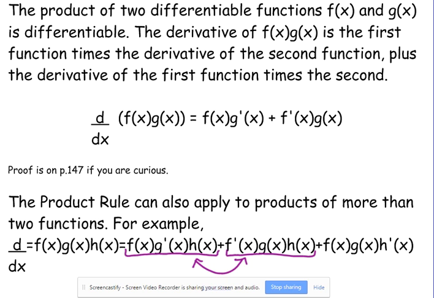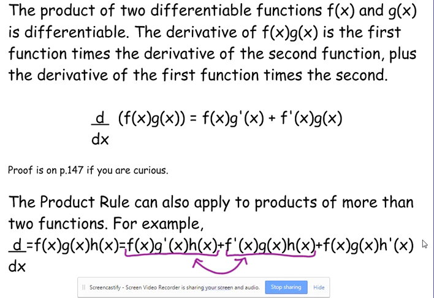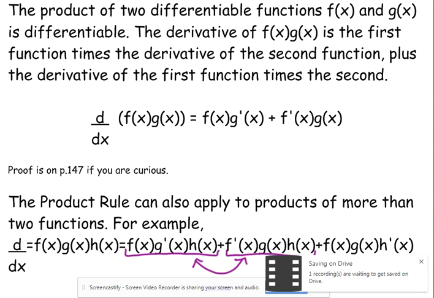I would start by taking the derivative of the first one that shows up times the other two, plus the derivative of the second one that shows up times the other two, plus the derivative of the third one times the other two. That's just my personal opinion, because the order doesn't matter, because we're adding them together. So even with the product rule, it doesn't matter which one you take the derivative of first, just so that you take the derivative of the other one second. Hopefully that makes sense.